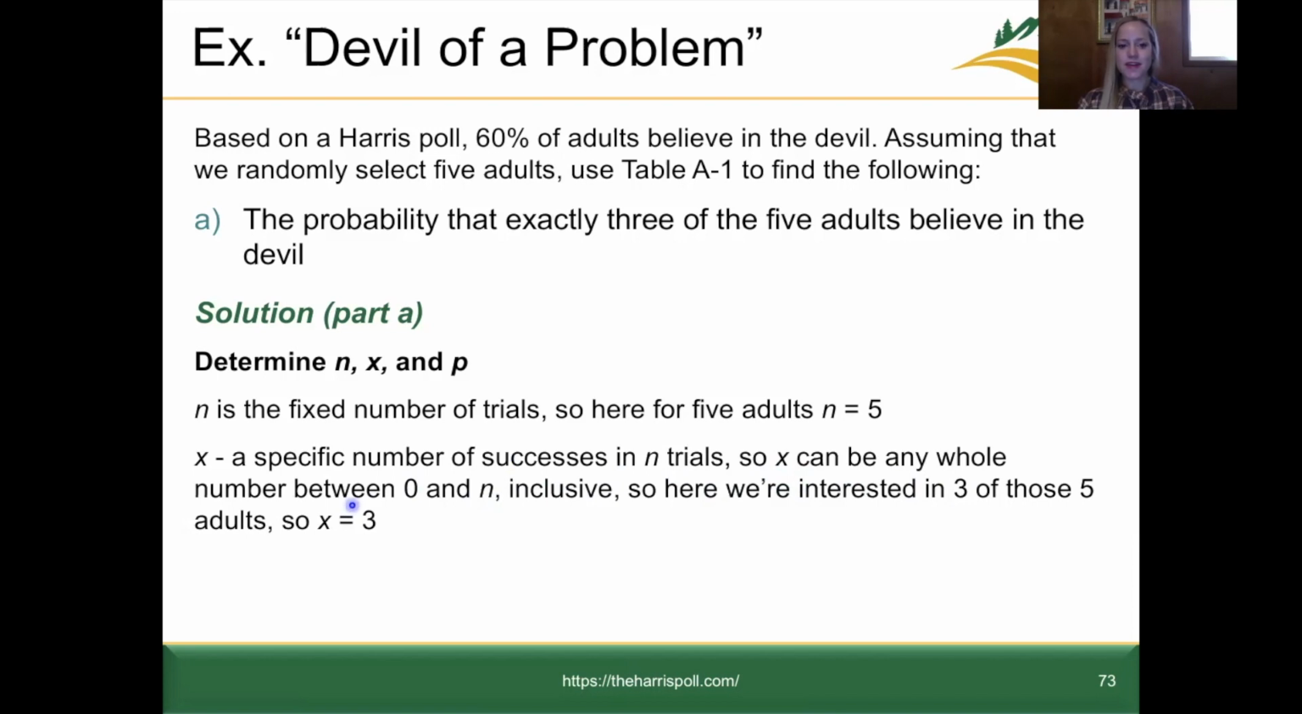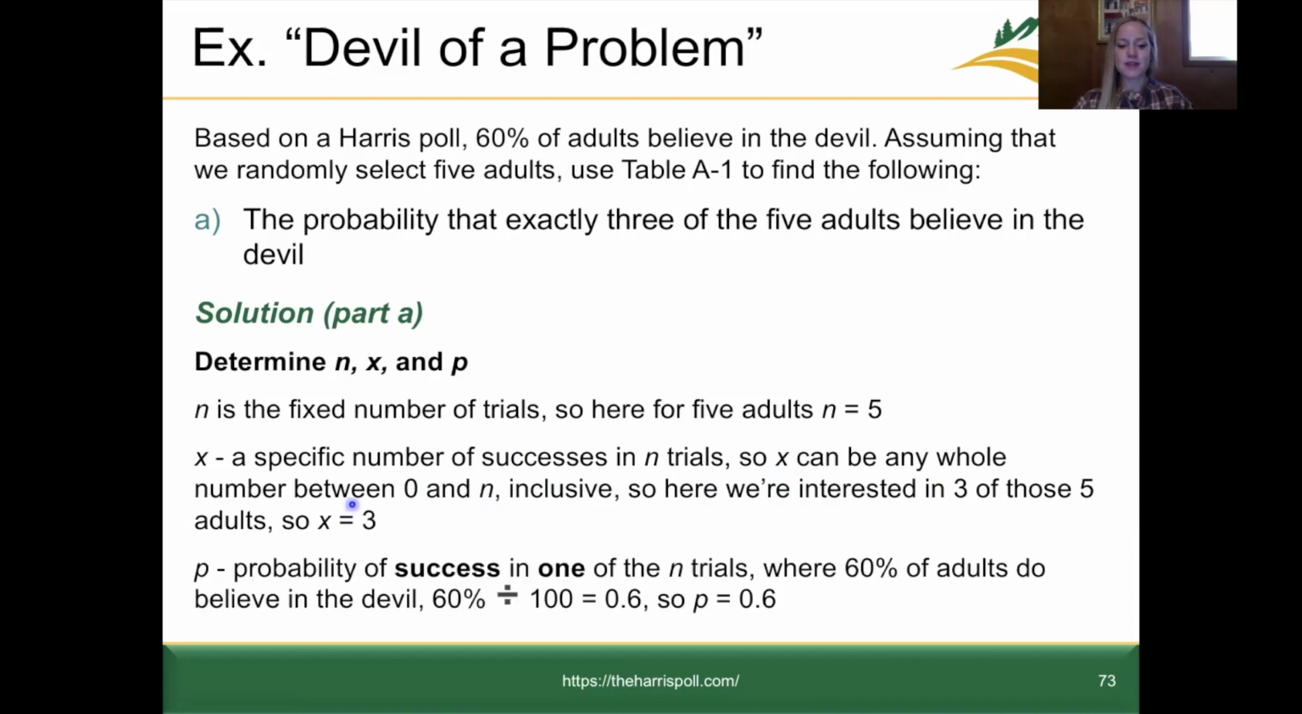For that lowercase p value, given 60%, we're going to take 60% divided by 100, we get 0.6. Remember, for lowercase p, we're interested in the probability of success in 1 of the n trials. Because 60% of adults do believe in the devil, another way to think about this is if we have 100 people, 60 of those people do believe in the devil, 40 of those people do not. So really then that probability of selecting somebody at random, we have a 0.6 probability that they do believe in the devil. That means our lowercase p value here is 0.6.